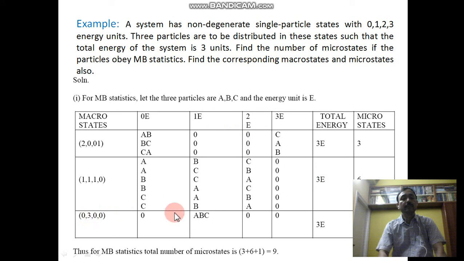And the last one is, if we put 3 particles here, then there are no particles in the other energy states. As per Maxwell-Boltzmann, we already know any number of particles can be accommodated in any energy state. So we are placing 3 particles here. So 3 into 1 means 3, here 0. So there is only 1 microstate. So the total number of microstates is 3 plus 6 plus 1, that means 10. This is not 9, that was incorrect. This one will be 3 plus 6, 9, plus 1, 10. So this is how we can represent the particles in different quantum states, and correspondingly you can find out the macrostates and their microstates and the total microstates also.